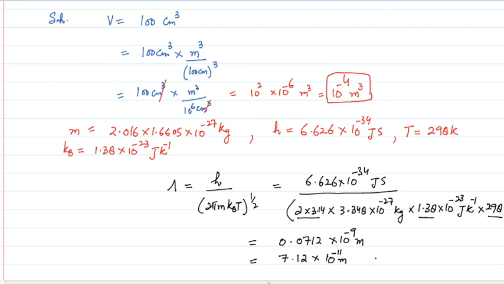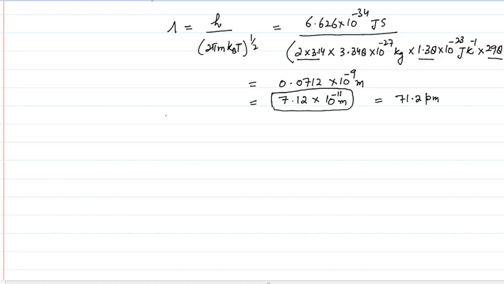So this is sometimes also equal to, you can change that into picometer as well, that is 71.2 picometer. So basically we are concerned here with this value, that means we have changed this into meters. Okay, simply now we will insert these values into this equation.